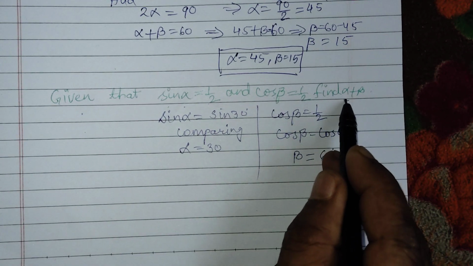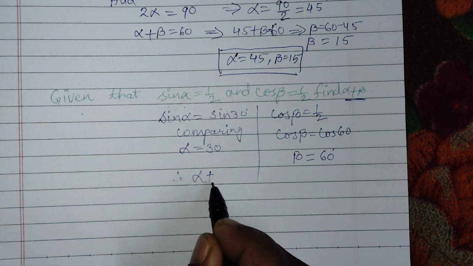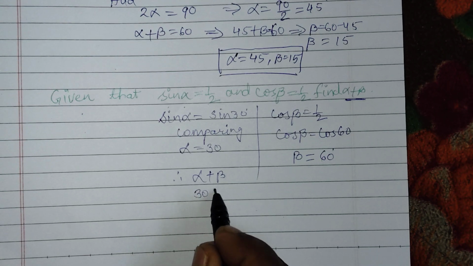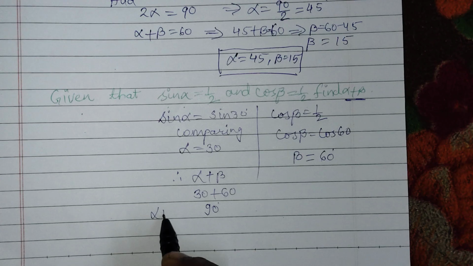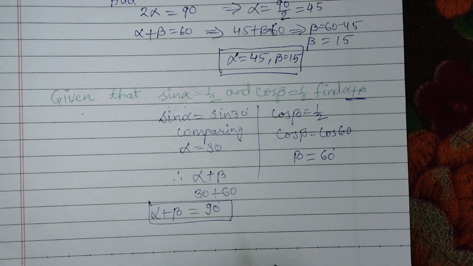The question is asking to find alpha plus beta. Therefore, after getting alpha and beta, we can say alpha is 30, beta is 60. So 30 plus 60 is 90 degrees. So alpha plus beta equal to 90 degrees. That is the final answer.